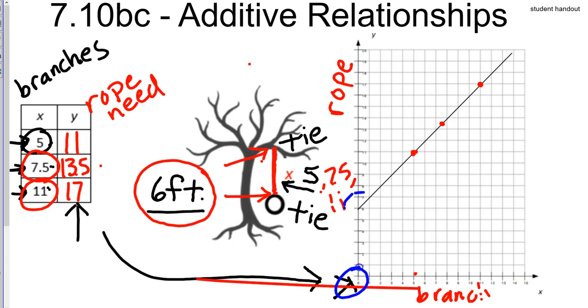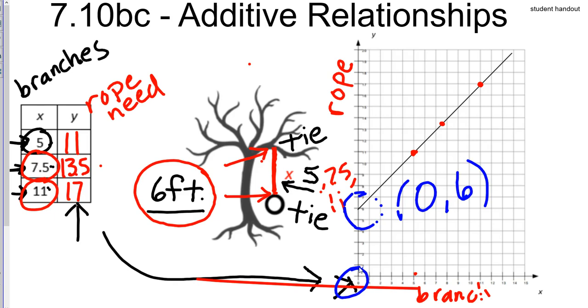Where does this graph start? 8. Not at 8. Count. 6. This graph starts at 0, 6. So whereas the other one started at 0, 0, this one starts at 0, 6. Big difference, right? So it's not proportional. So I can't just multiply the number of feet of the branch by anything to get the amount of rope.